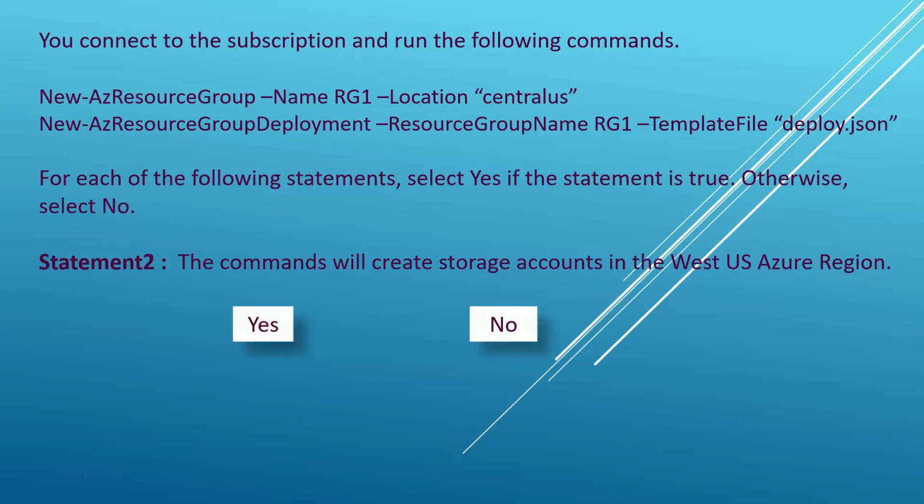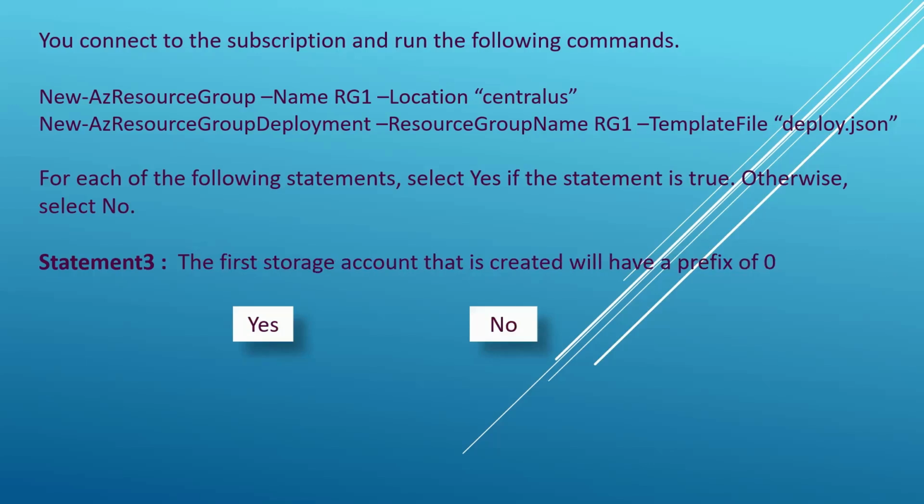Now the next statement is the commands will create storage accounts in the West US Azure region. This is incorrect because in the template you had defined that the location of the storage accounts would be the same as the location of the resource group. So in the command which you can see on your screen, when the resource group is created, the location of the resource group is Central US. So the storage accounts will be created in the Central US location, not West US.